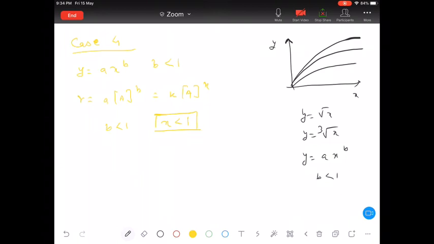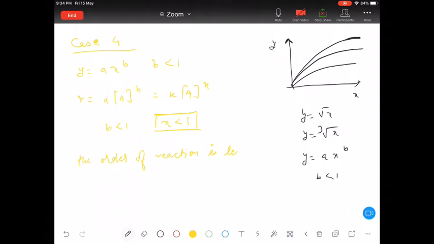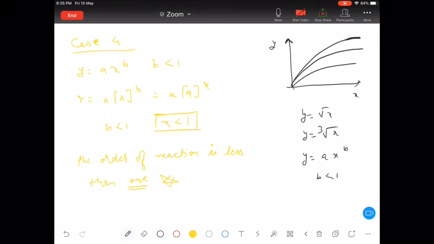In case 4, we can say the order of reaction is less than 1. We are just saying it will be less than 1. We are not saying any particular value. It can be 0.5, it can be 0.8, it can be 0.75, any value.